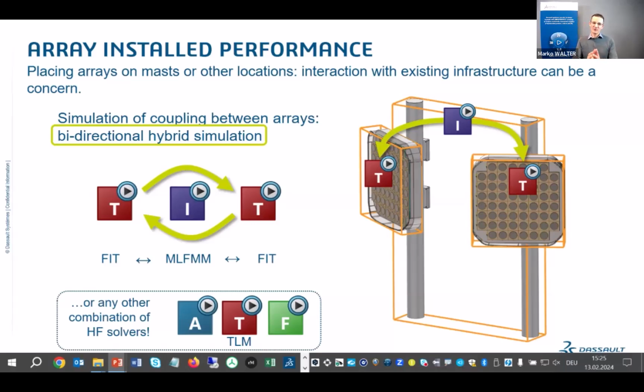Now you can imagine that once you put multiple large complex antennas in a single model, the simulation of those becomes pretty complicated. And this is where our hybrid solver technology comes in very useful. So in this case, we have two arrays placed in close proximity on two parts of a mast, let's say. For each of the individual arrays, we use a time domain approach. Could also be a frequency domain approach.